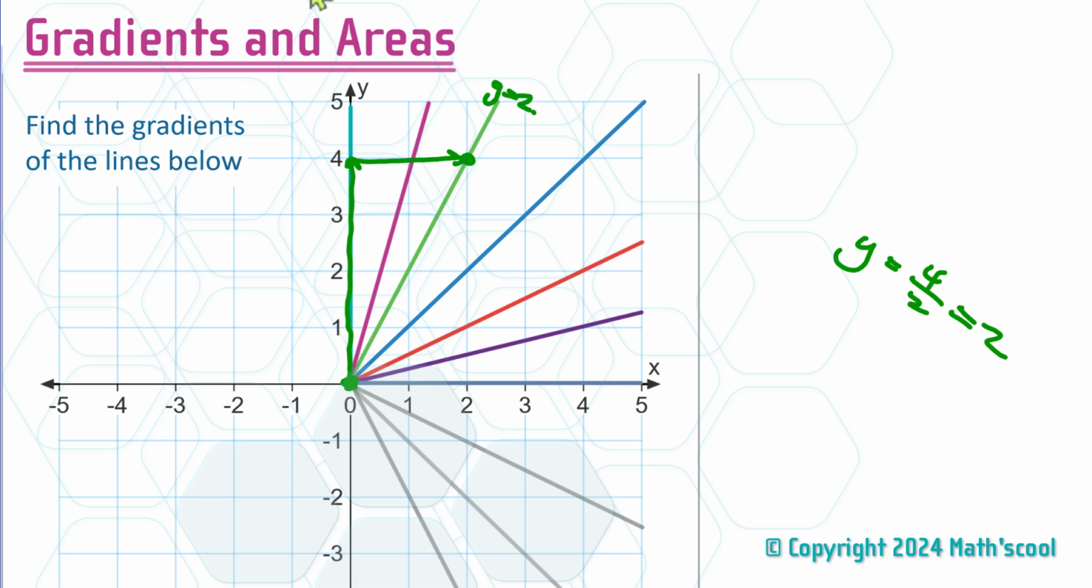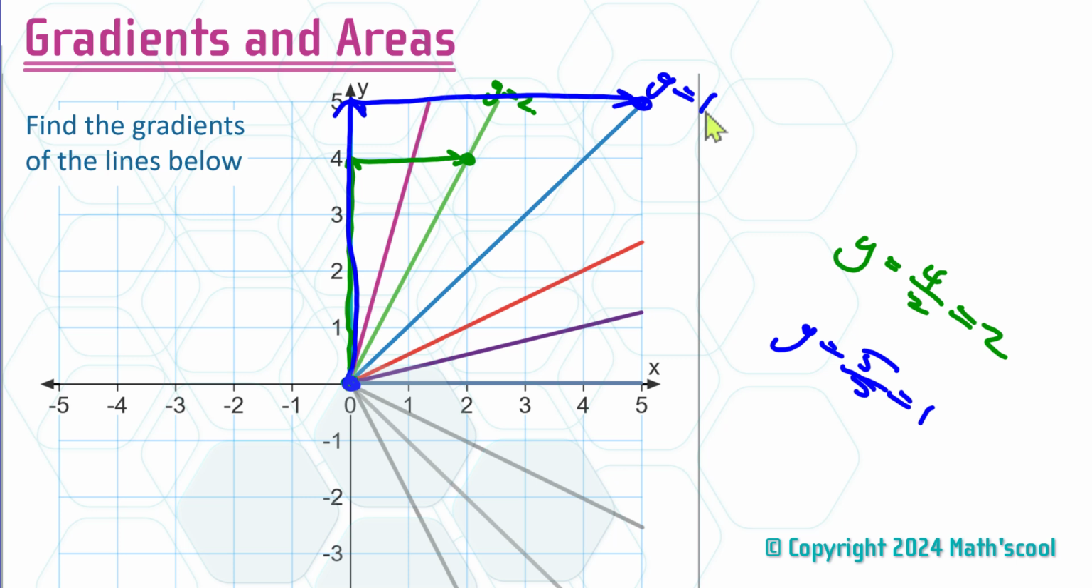If I wanted the blue line instead, then I would pick, say, this point and this point. And I'd say I have to go up 5 and then across 5. So the gradient is 5 over 5, which is 1. So this has got a gradient of 1. Okay, gradient of 1 means at 45 degrees, but that's only if we've scaled the x-axis and the y-axis with a 1-to-1 scale, so that they're going up by the same amount with the same size gaps. So gradient of 1 would be 45 degrees.